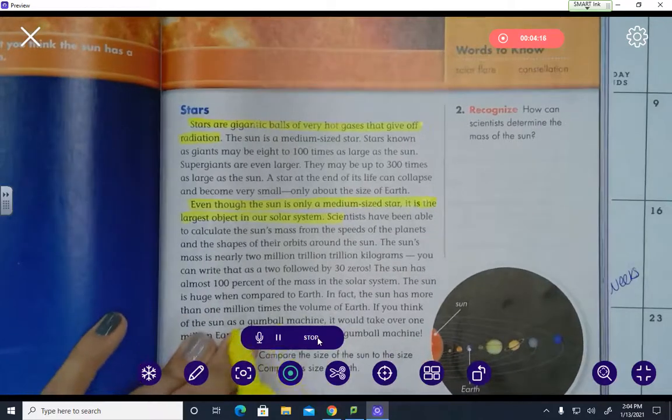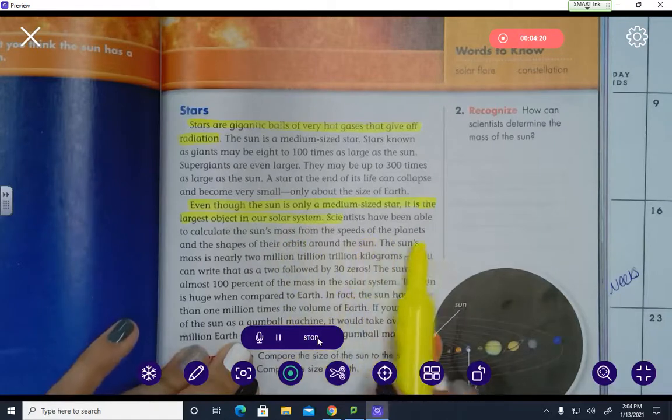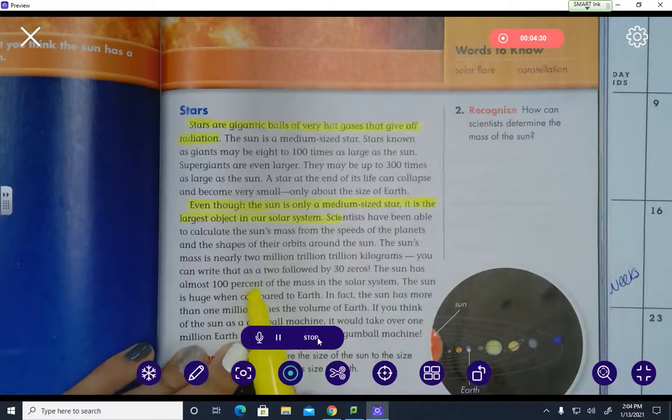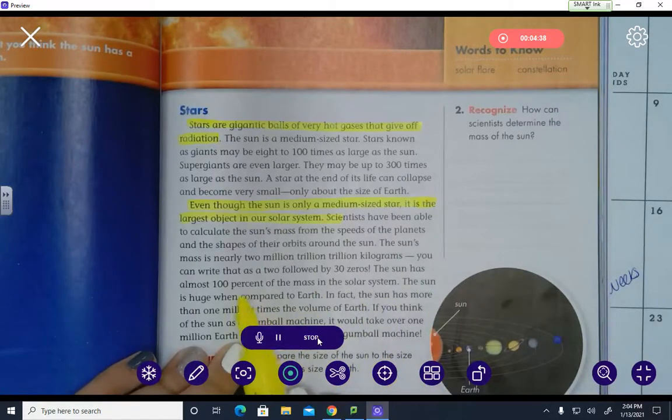Scientists have been able to calculate the sun's mass from the speed of the planets and the shape of their orbits around the sun. The sun's mass is nearly 2 million trillion kilograms. You can write that as a 2 followed by 30 zeros. That is a huge number. The sun has almost 100% of the mass in the solar system.